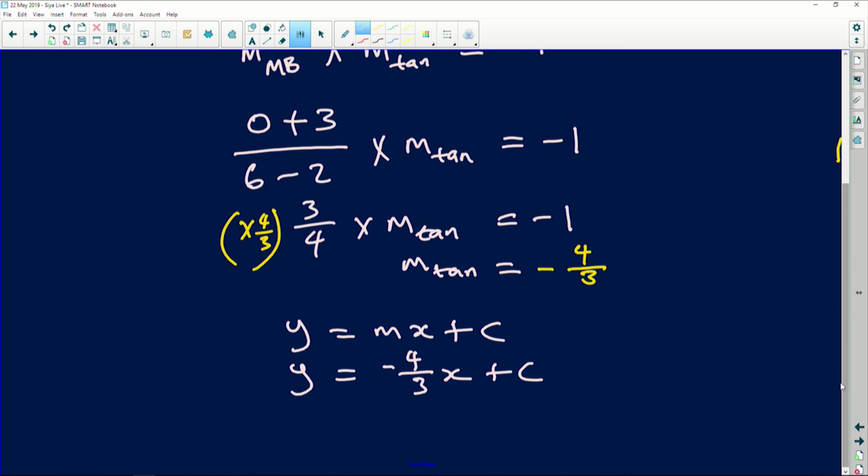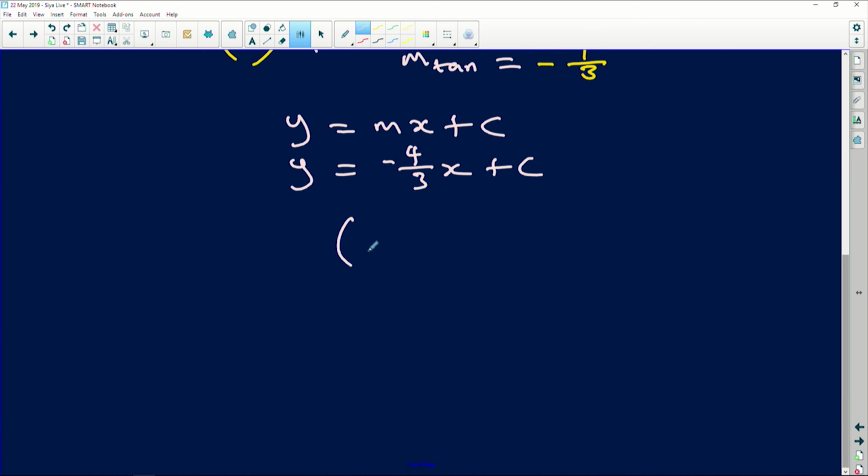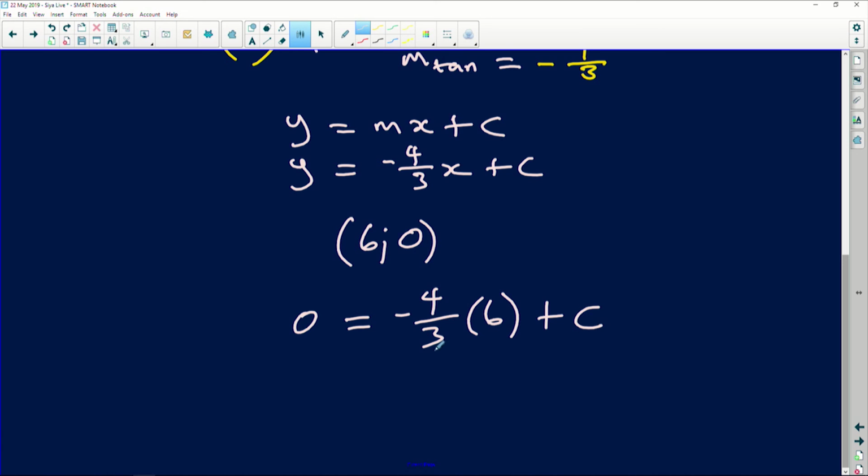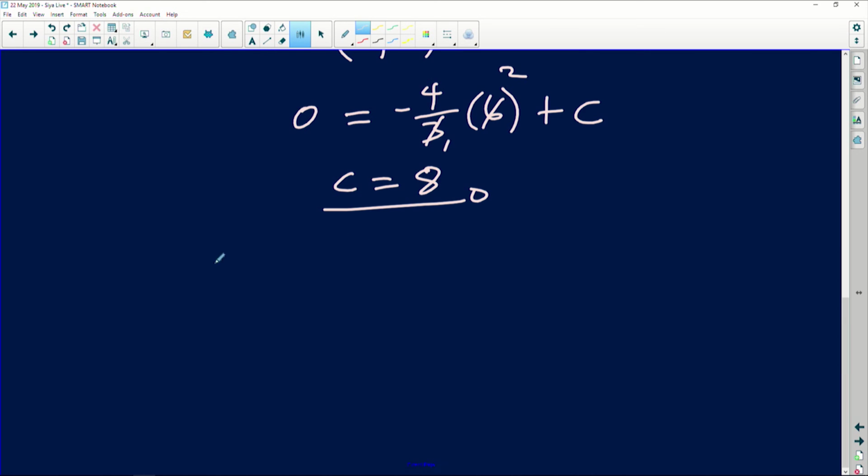Now using the coordinates of B, which were (6; 0), it's going to be 0 is equal to negative 4 over 3 times 6 plus c. 6 multiplied by that will give me, this goes twice there, it goes once, therefore it will be negative 8. So I'll then have my c as equal to a positive 8. And then remember to conclude, please. Therefore y will be equal to negative 4 over 3 x plus 8.